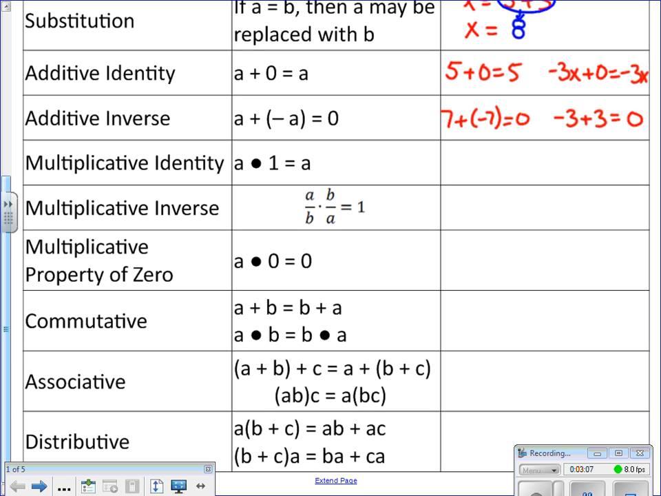Now the multiplicative identity says you can times anything you want by 1 and still get the same number. 13 times 1 is 13. Negative 5x times 1 is negative 5x. You can always multiply by 1.